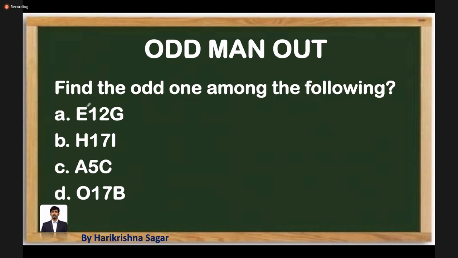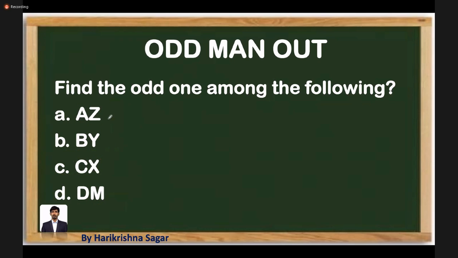Look at the next one. E is the fifth alphabet. G is the seventh alphabet. 5 plus 7 is 12. This is proper pattern. H is the eighth alphabet. I is the ninth alphabet. 8 plus 9 is 17. This is proper. A is the first alphabet. C is the third alphabet. 1 plus 3 is 4, but they given it as 5. O is the 15th alphabet. B is the second alphabet. That is 17. All are proper patterns, but option C is not following that. Mark it as option C.